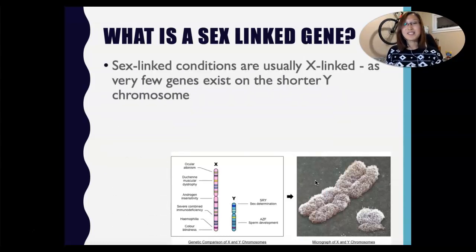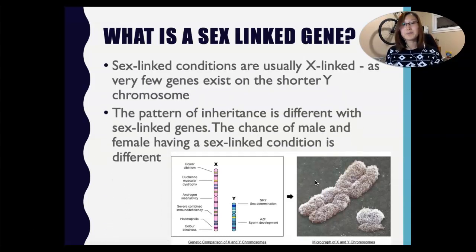So a sex-linked gene is usually X-linked, like I just said, and the pattern of inheritance is different. One other thing to take note of is the male versus female difference of the sex-linked gene. Because males and females have all the same 22 pairs of autosomes, but not the same pair of sex chromosomes, the inheritance pattern of sex-linked or X-linked genes is different. Certain disorders or traits are more common in males, and there are other ones that are more common in females, and we'll take a look at that.